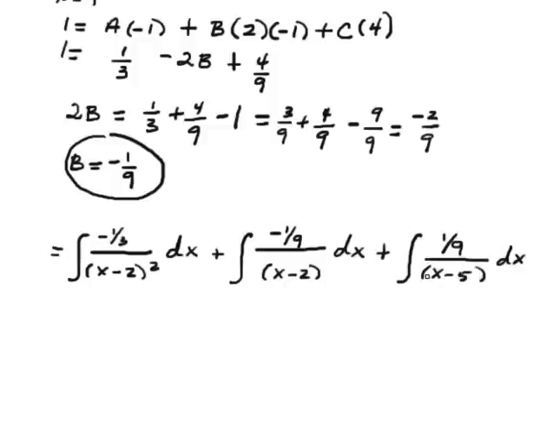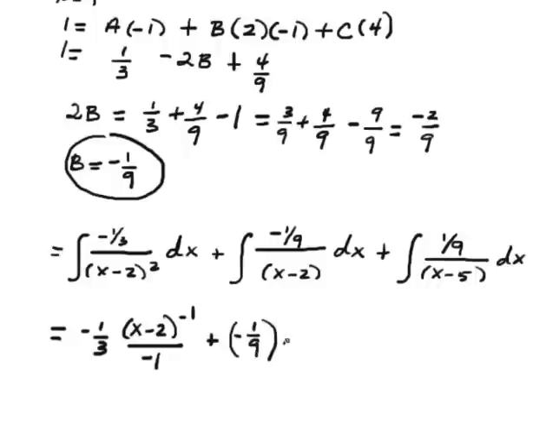These last two integrals are log integrals, and the first one we're just going to use a power rule. All right, so let's do that. So we have -1/3. This is (x - 2)^(-2). So just add 1. We have (x - 2)^(-1) and divide by -1. And here we have -1/9 ln|x - 2| + 1/9 ln|x - 5| + C.